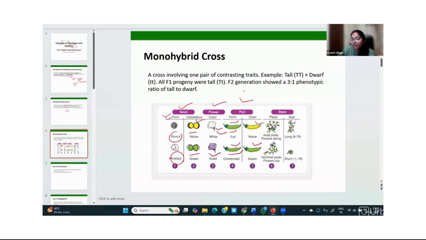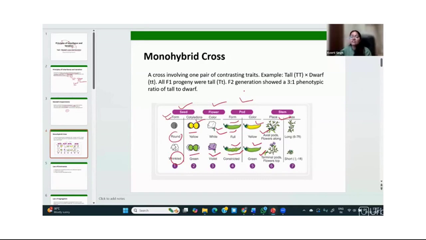And the stem length, whether the stem is taller or shorter, right? And the placing of pods, whether it is axial or terminal, present at the end, or present at the center. So in total, there were 7 characters that he talked about.